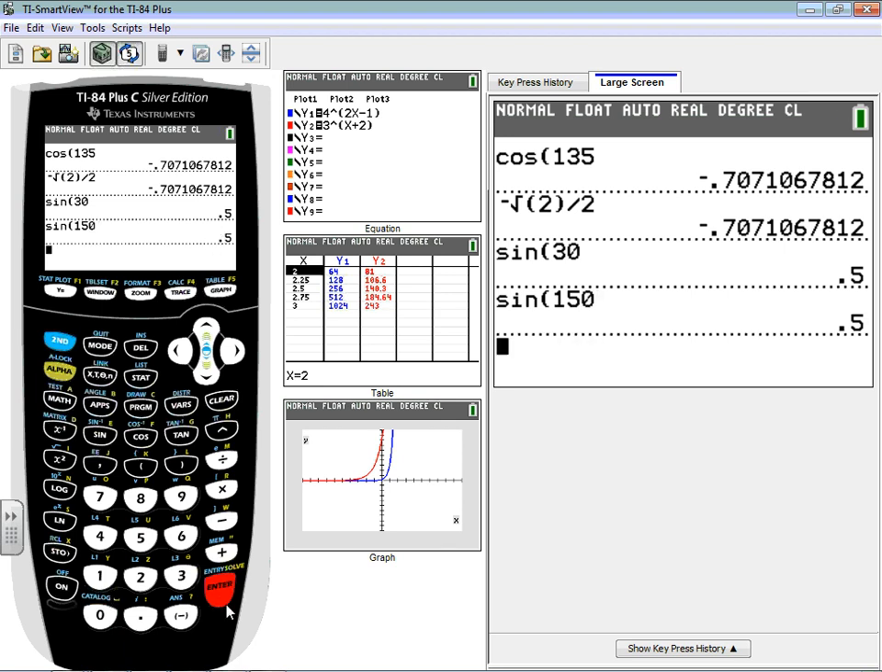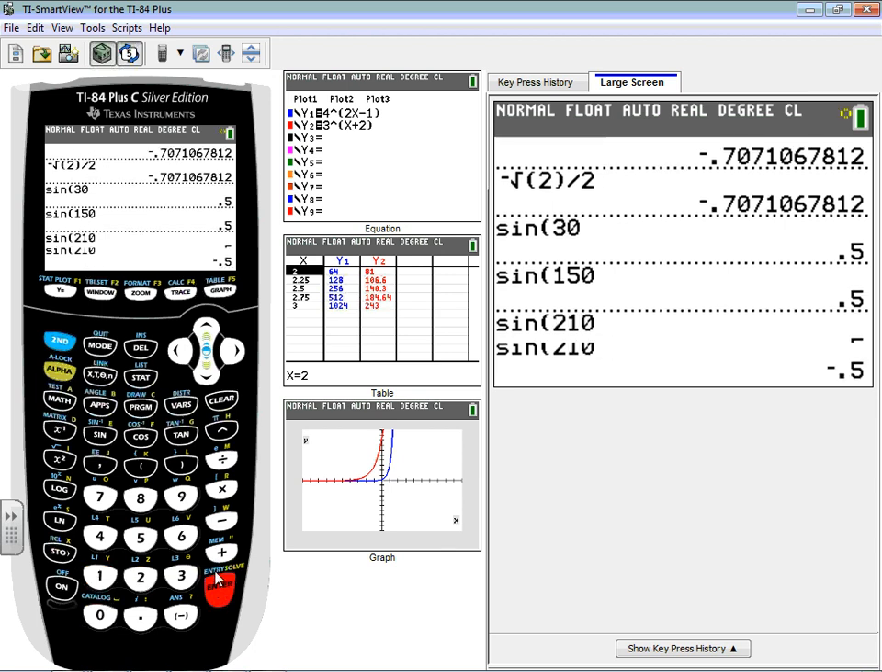Now, what if we did quadrant 3? In quadrant 3, 210 degrees has a reference angle of 30. That is not positive 0.5. And that's why using CAST is very important, because it identifies what quadrants our solution is in.